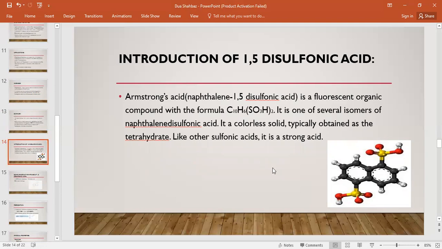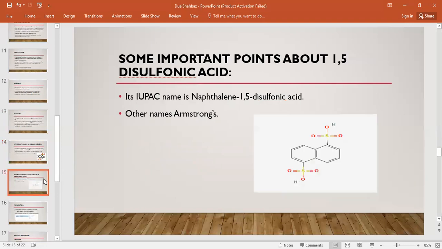And here is the 3D structure of 1,5-disulfonic acid. Some important points about 1,5-disulfonic acid. Its IUPAC name is naphthalene-1,5-disulfonic acid, other name Armstrong acid. And here is the structure, and we see that the sulfonic group is located on position 1 and 5. This is why it is called 1,5-disulfonic acid, naphthalene-1,5-disulfonic acid, or Armstrong acid. And these are the different names of the 1,5-disulfonic acid.